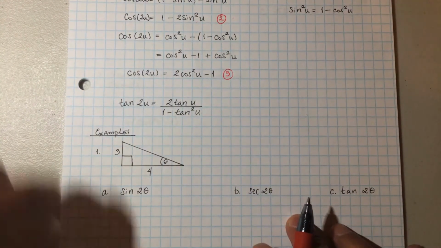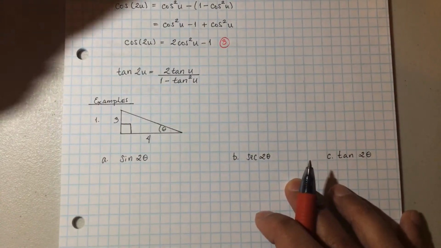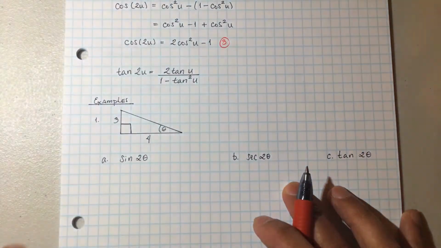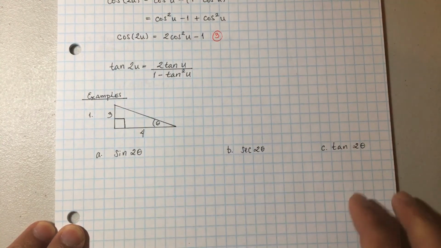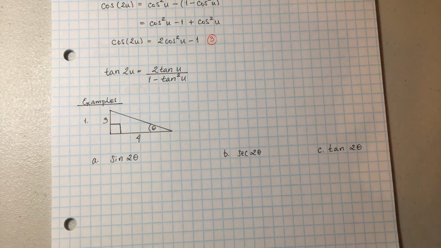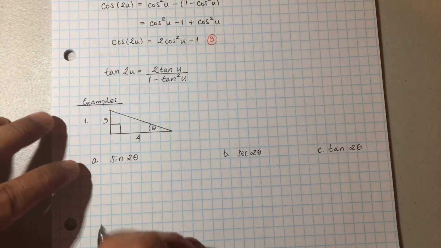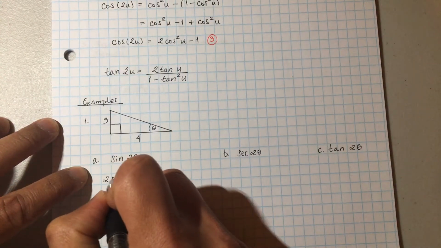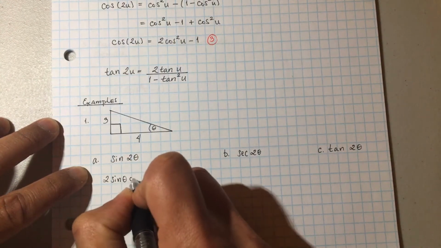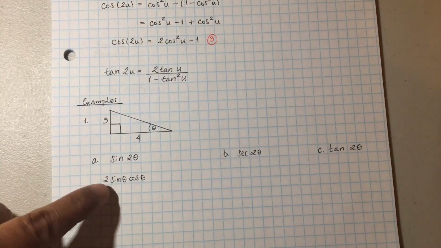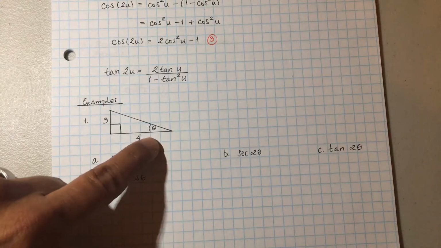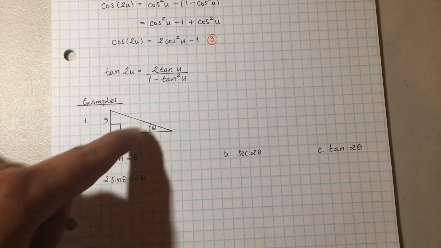But let's go through some examples here and see how we can apply it. So we have this triangle, and we have to find the different double angles here. So we have to memorize it. Sine of 2 theta is going to give me 2 times sine of theta and cosine of theta. There it is, just using the formula. So I've got to find sine of theta. Sine of theta is opposite over hypotenuse. Wait a minute, I don't have the hypotenuse.